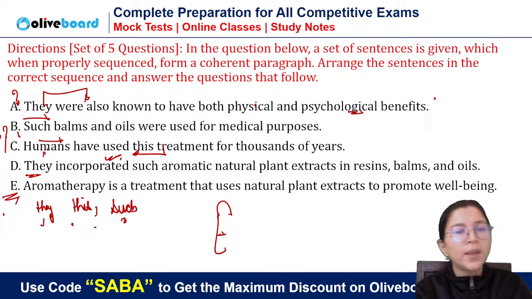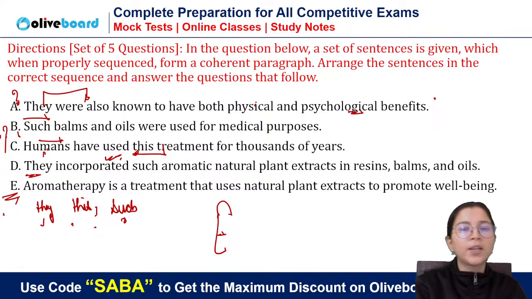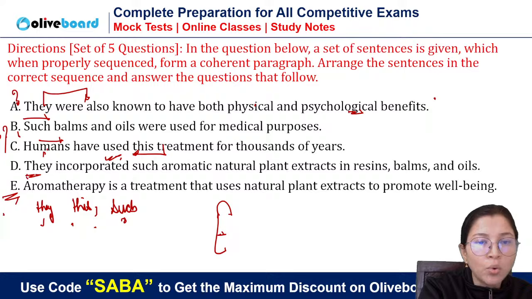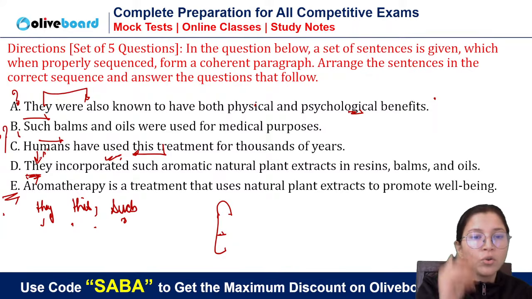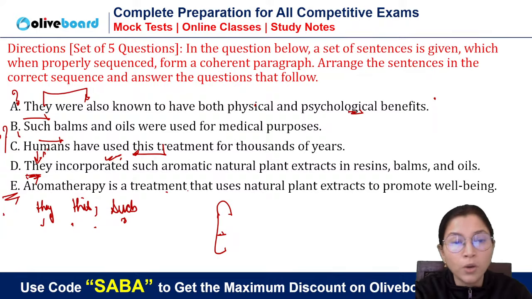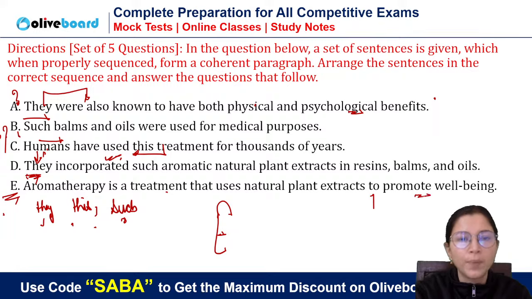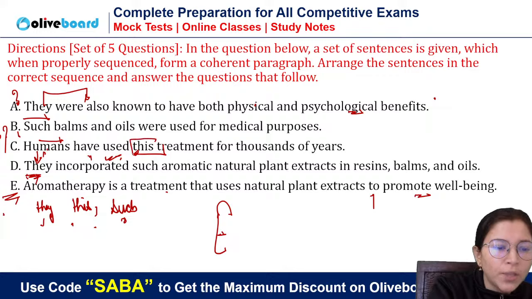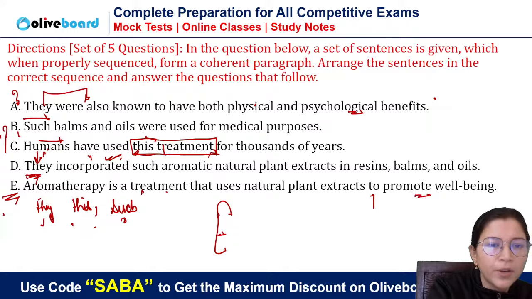Okay. Aromatherapy is a treatment that uses natural plant extracts to promote well-being. Correct. Achuna has tried. They incorporated. Who incorporated? It is referring to humans. So first you are talking about aromatherapy is a treatment that uses natural plant extracts to promote well-being. Okay. Then after this treatment, can you see? After E, immediately C will come because this treatment is referring to a treatment.